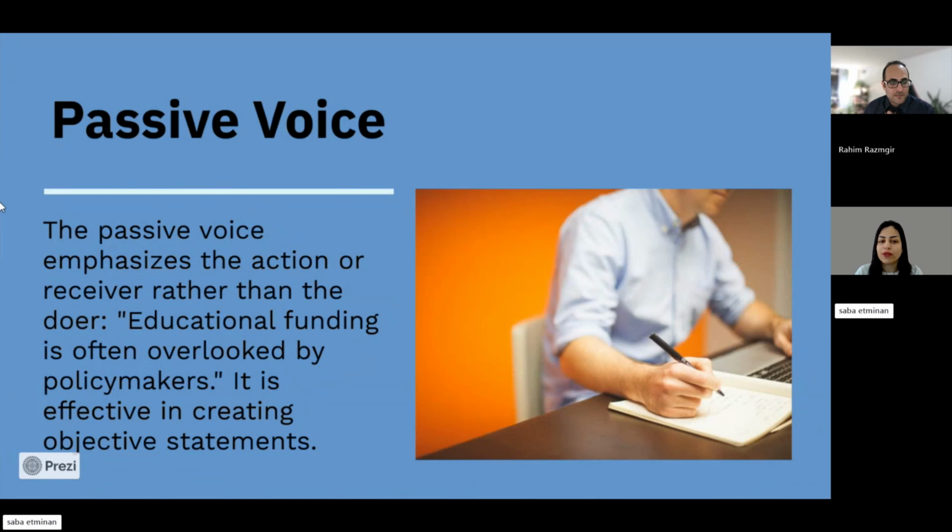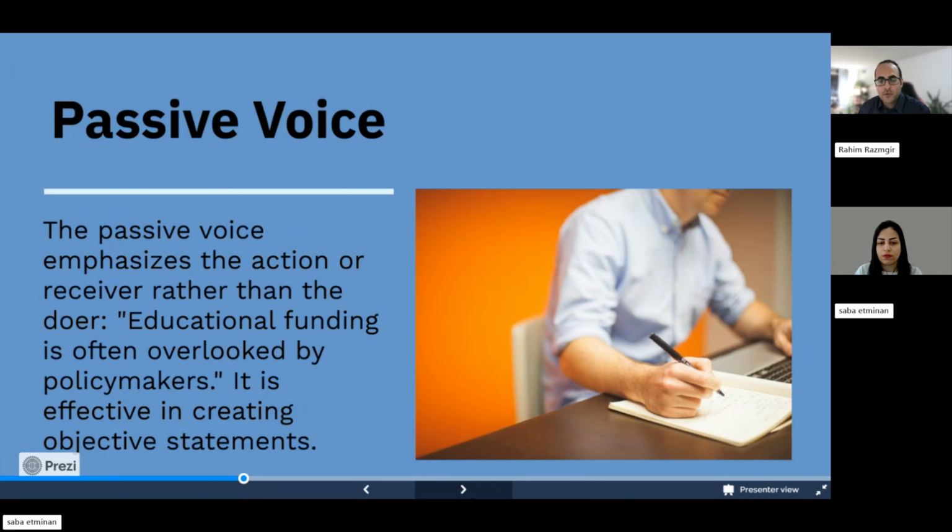Passive voice emphasizes the action or receiver rather than the doer. So it could be really appropriate for formal writing of Task 2. For example, educational funding is often overlooked by policymakers, because here our focus is educational funding. It is effective in creating objective statements. That's where we can use passive voice. That's right. It's a great example.